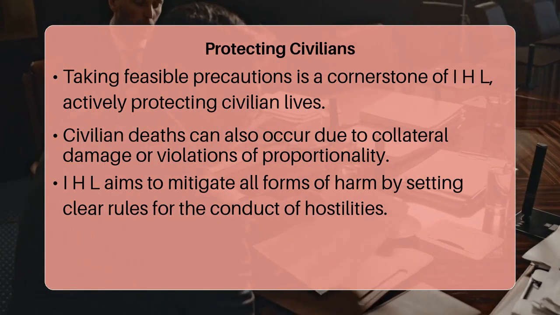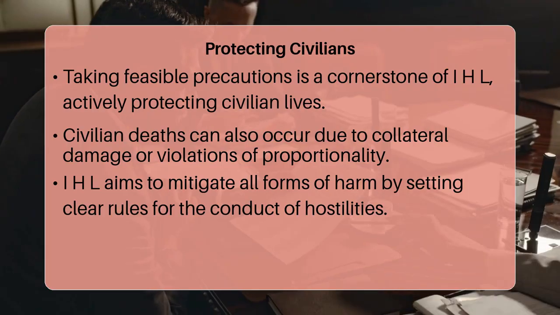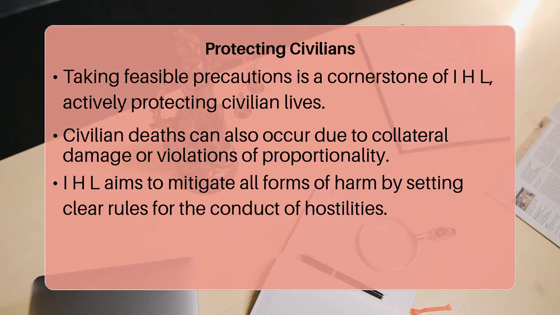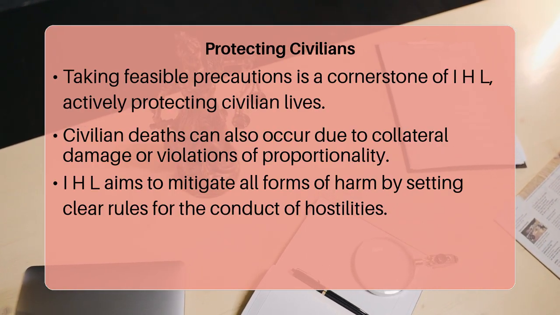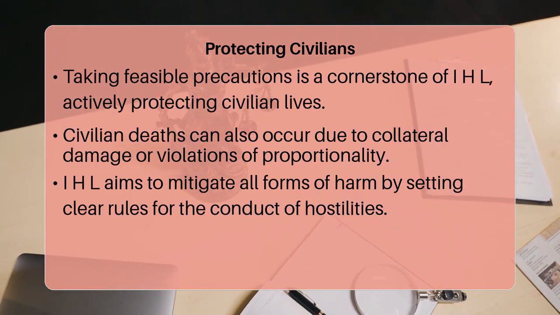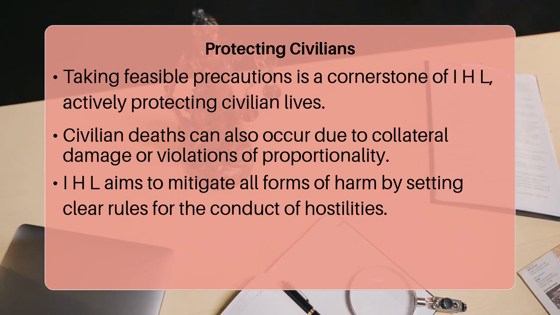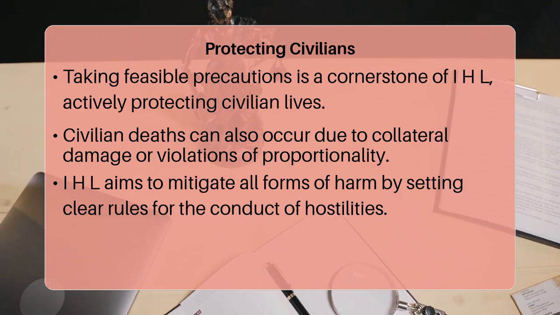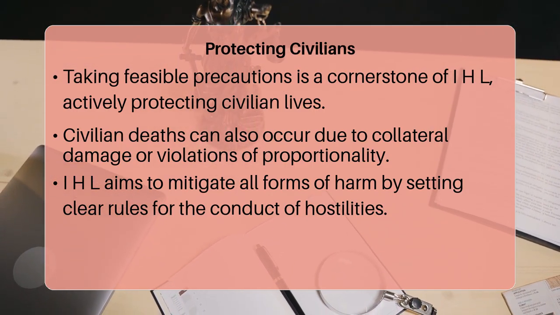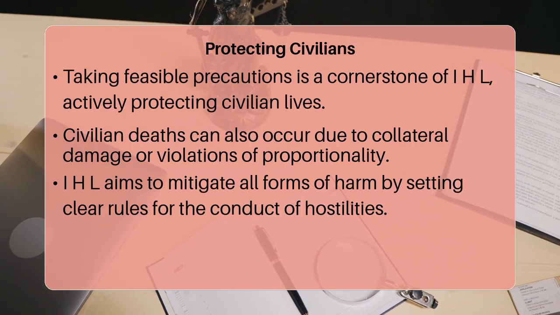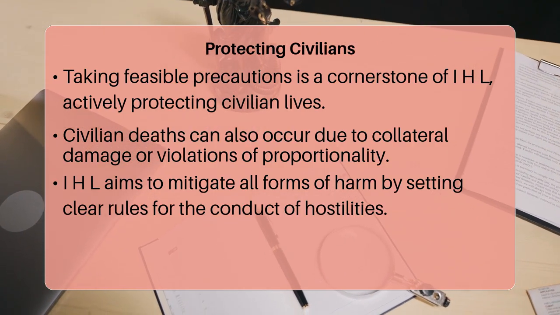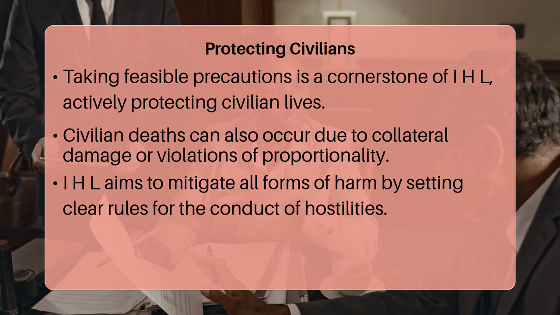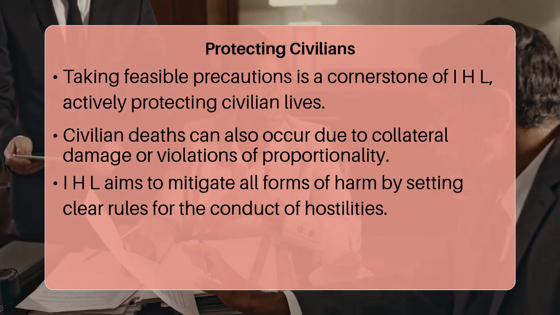Ultimately, while indiscriminate attacks are unequivocally illegal and a direct cause of immense civilian suffering, it is important to recognize that civilian deaths can also occur due to other factors such as collateral damage, violations of proportionality, or even unintentional accidents within lawful military operations. International humanitarian law seeks to mitigate all these forms of harm by establishing clear rules for the conduct of hostilities, always striving to protect civilians as much as possible during armed conflict.